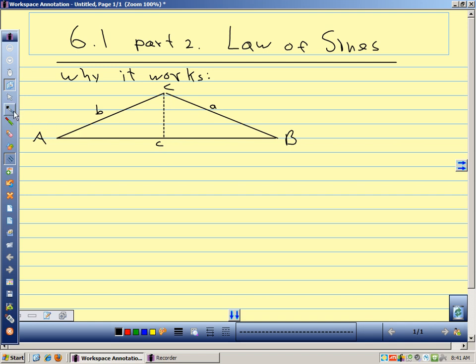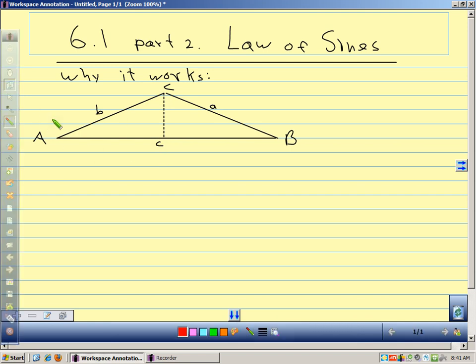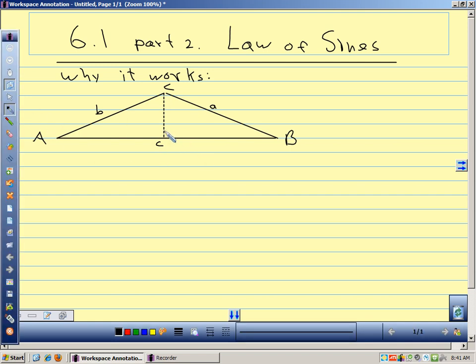And this makes a 90-degree angle here. And we're going to call the length of the altitude h. We want to figure out how to find the value of h. So let's say we know angle A, we know angle B. So we want to find the altitude.